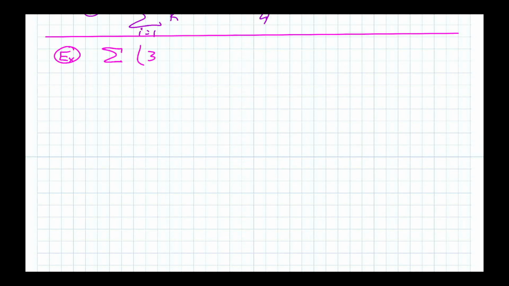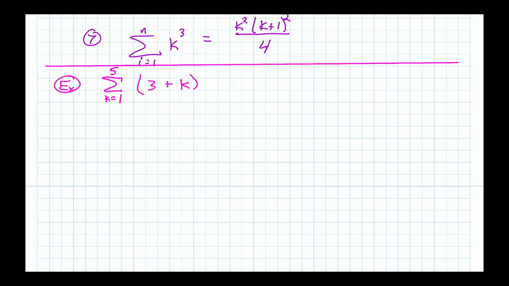Let's say we just had one that's 3 plus k. We're just going to use the properties. So let's say we're trying to do the sum of 3 plus k, where k goes from 1 to 5. How would we work this out? Now you could just work this out by adding it up by hand. If we just add it by hand, which is a bad idea generally, but you can do it to check your answer, what would it look like?